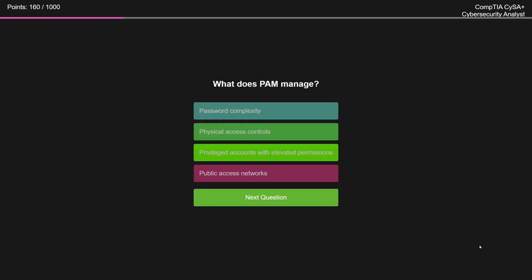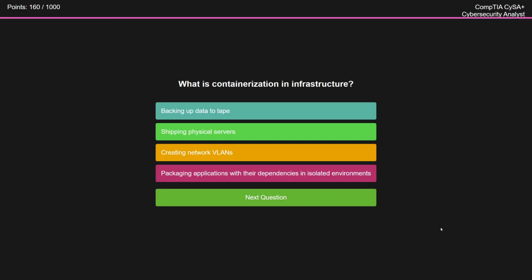It's what manages those access control models, right? And moreover, they manage the privileges. Privileged access management. Next question.